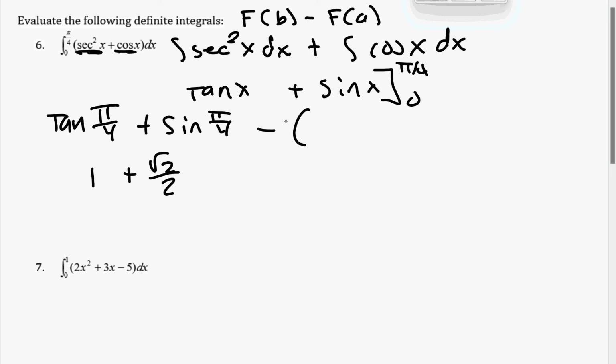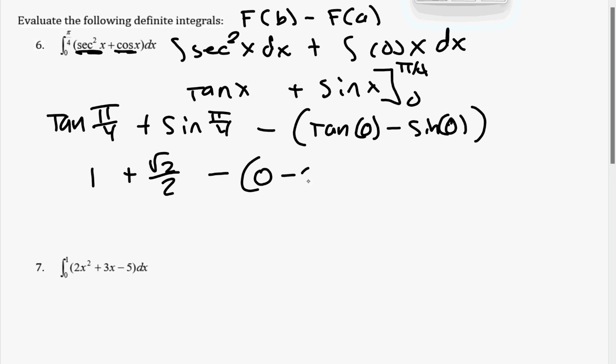Subtract, plug in, make sure you have parentheses here since we have two terms here. We got to distribute that negative. Tan of 0, which is 0, and then minus sine of 0, which again is 0. So distribute that negative. If we had numbers there, I'd distribute the negative, but we don't. So this just becomes 1 plus root 2 over 2. Okay. All right, this next one here.